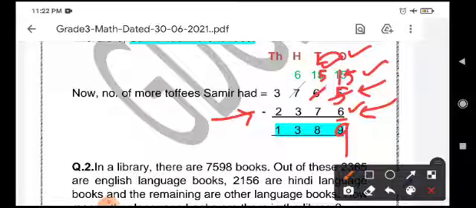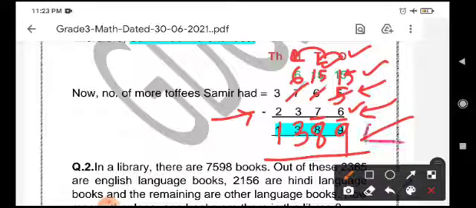5 minus 7, it is not possible. Go to the next door, get 10 more. 15 minus 7 is 8. Now this number will go 1 step down. 7 minus 1 is 6. 6 minus 3 is 3. 3 minus 2 is 1. So the number of toffees Samir is having more is 1389.